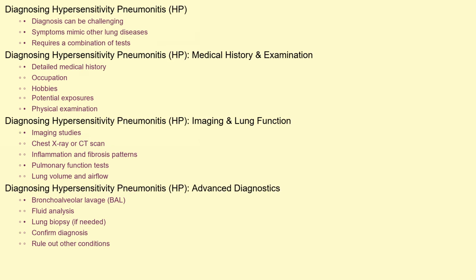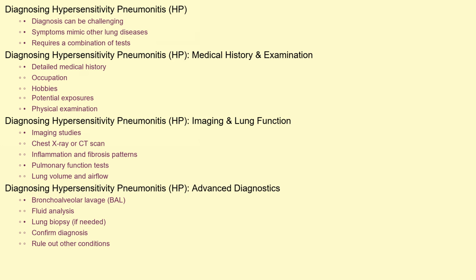Diagnosing hypersensitivity pneumonitis can be challenging, as the symptoms can mimic other lung diseases. The process typically involves a combination of medical history, physical examination, imaging studies, and lung function tests. Your doctor will ask detailed questions about your occupation, hobbies, and potential exposures. A chest X-ray or CT scan can reveal characteristic patterns of inflammation and fibrosis in the lungs. Pulmonary function tests assess how well your lungs are working by measuring lung volume and airflow.